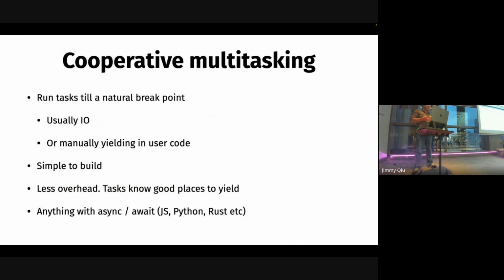Cooperative multitasking is simpler in a lot of ways. This is what you see coming up a lot, and it works pretty well up to a point. The idea is you run tasks until you hit a natural breakpoint. That might be sending some bytes over the wire, reading a file, generally some kind of I/O. Or it could be a manual yield. So if you've got a long running computation, you say, I'm going to stop now, let someone else have a go. But you have to manually put that in the code.